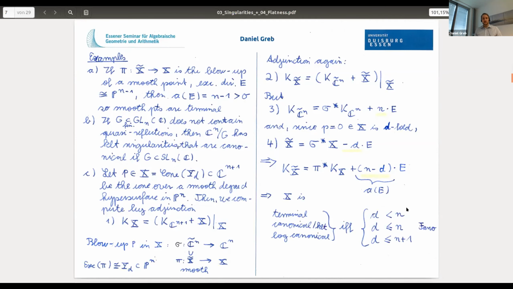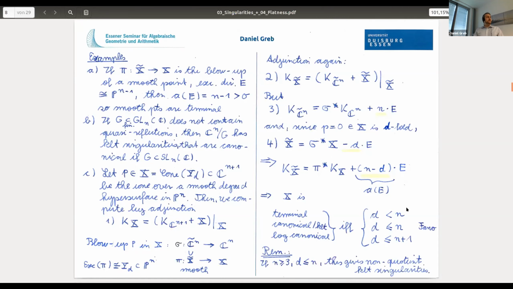Let me make a small observation: since the index, so this m, is 1 here, canonical and KLT are the same. Also, we know that hypersurfaces are Fano as long as d is less than or equal to n. So KLT somehow corresponds to cones over Fano manifolds. So KLT is the local version of Fano.